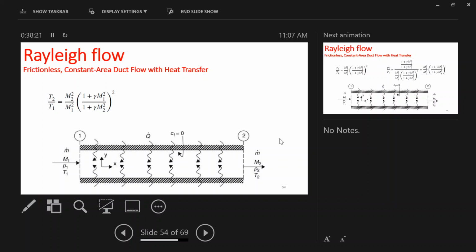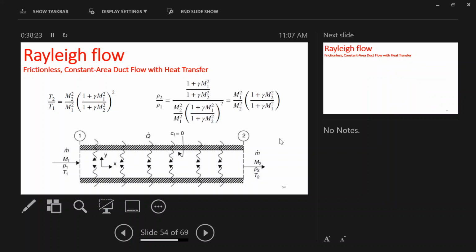Which means that we can have two main equations for the temperature ratio, pressure ratio, and density ratio, right? M2 squared over M1 squared, and the rest of it. Same is true for the density. Are there any questions here? These are very long equations, so I'm just going to give you a couple of seconds to write them down if you want to.